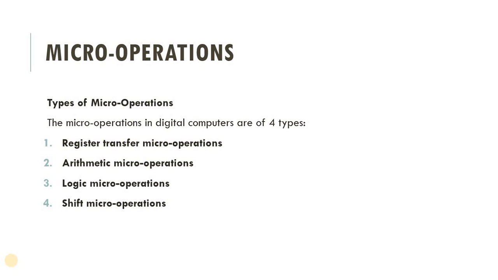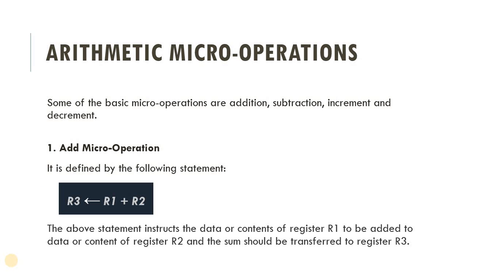Now there are mainly four types of micro operations available. The first is register transfer micro operations, then arithmetic micro operations, then logic micro operations, and the fourth one is shift micro operations. The register transfer micro operation we have already discussed in our previous lectures, how data is transferred from one register to another. So we'll start with the arithmetic micro operations. The arithmetic micro operations provide some basic operations like addition, subtraction, increment, decrement.